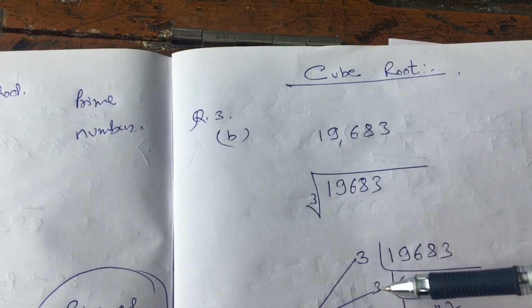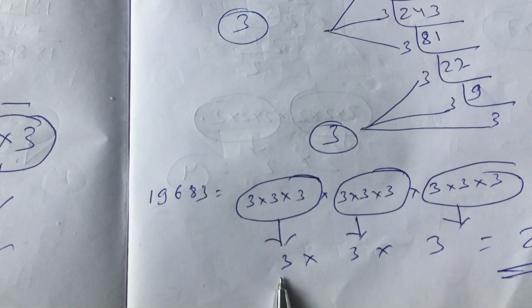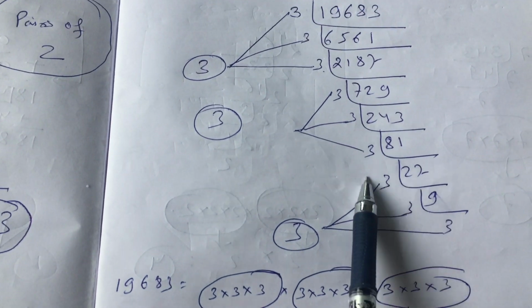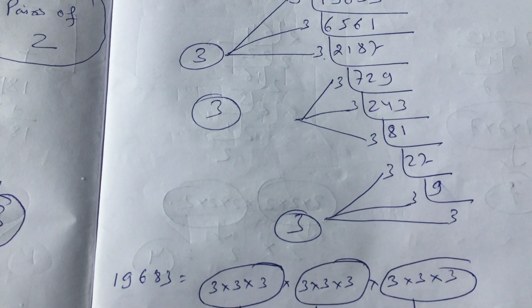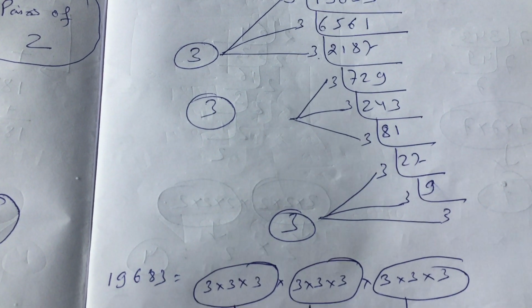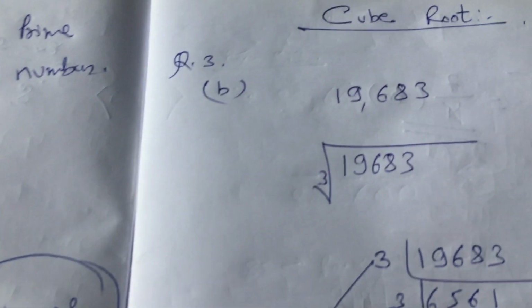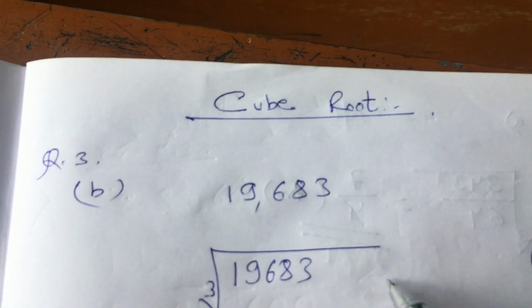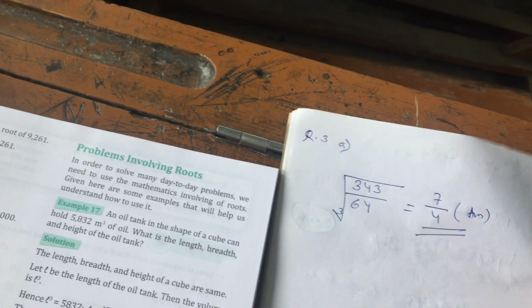So out of these three 3s, you take out one 3, as I have done it. So out of the second three 3s, you take out one 3, and out of the third three 3s, you take out the one 3, and ultimately you multiply it. So 3 into 3 into 3 is 3 3s are 9, 9 3s comes to 27. This is the cube root. So the symbol of cube root, as it is written here, the cube root of 19683 is equal to 27.